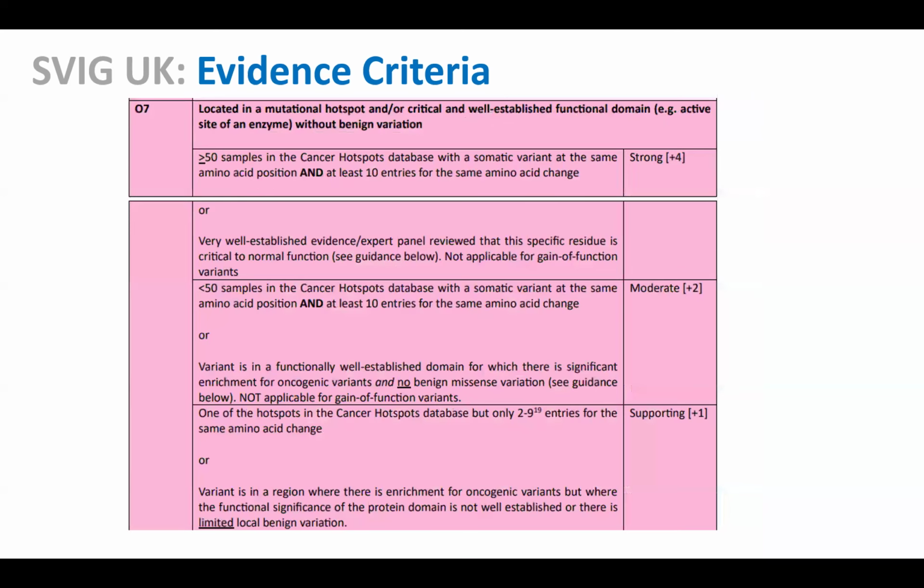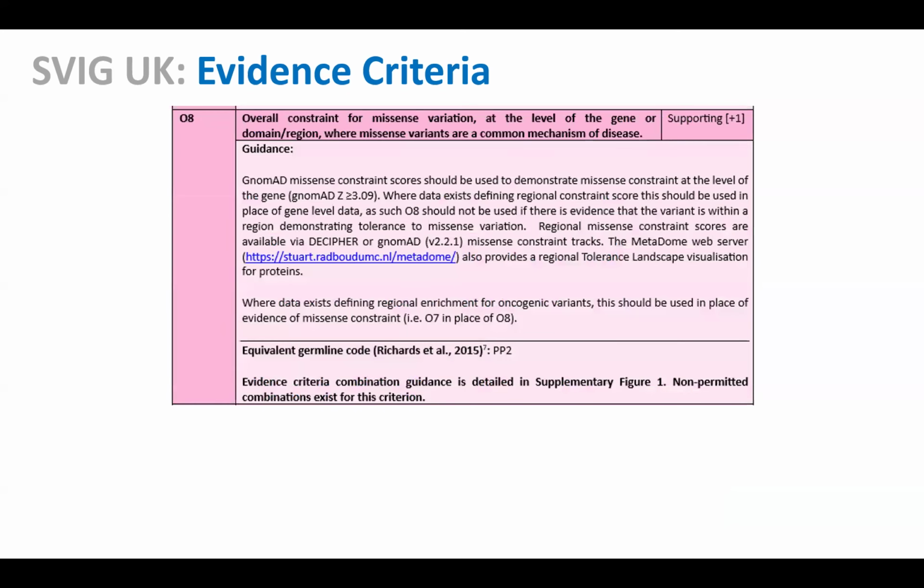There is O7, which is located in a mutational hotspot or a well-established functional domain, again in line with some of the germline guidance, with the flexibility of using supporting, moderate and strong. Cancer Hotspots is the database that we highly recommend for finding these functional domains. O8 is limited at supporting. This is where there is constraint for missense variation. Again, self-explanatory, and it's based on the Z-score available on gnomAD.